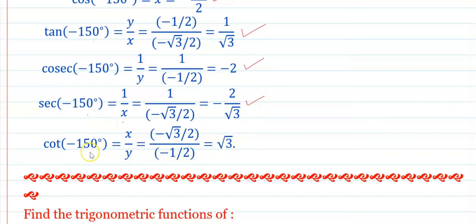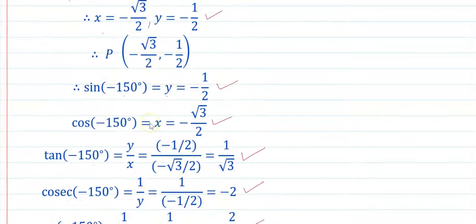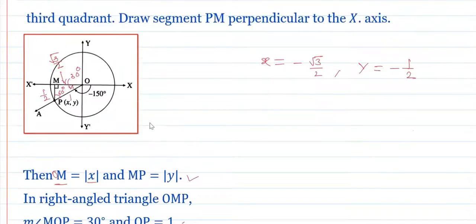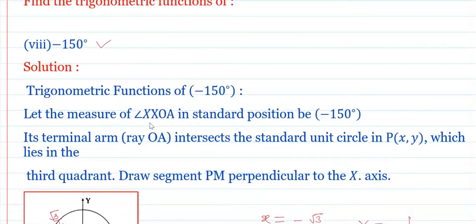Cot of minus 150 is equal to x upon y. That's minus root 3 by 2 upon minus 1 upon 2. 2 gets cancelled. Minus minus, what will it become? It becomes plus, and hence cot of minus 150 is equal to root 3. Okay. You can watch that again.